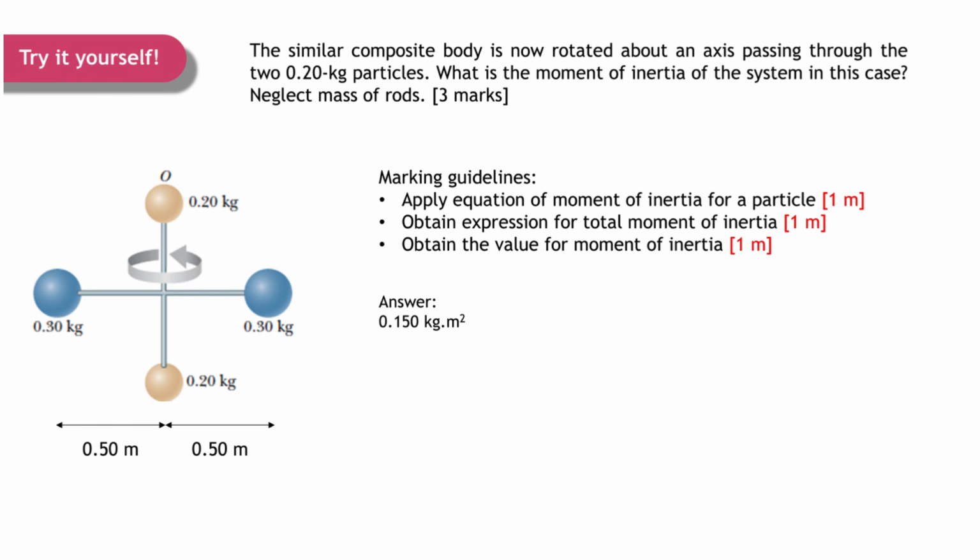Now, try this question yourself. This time, the rotational axis passes through the two 0.20 kg particles. Since these two particles lie on the axis, they do not contribute to the moment of inertia. Only the two 0.30 kg particles contribute, so calculate their individual moments of inertia and add them together.